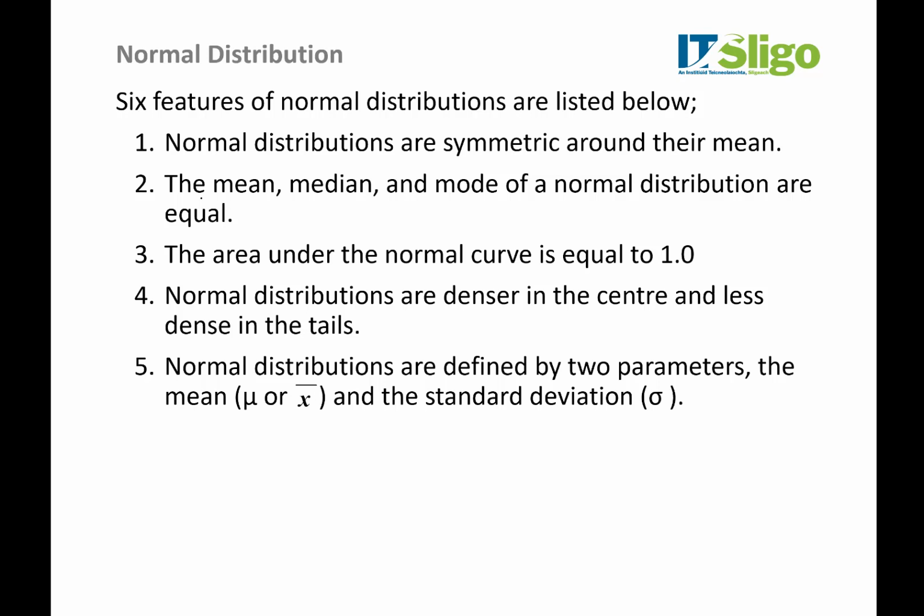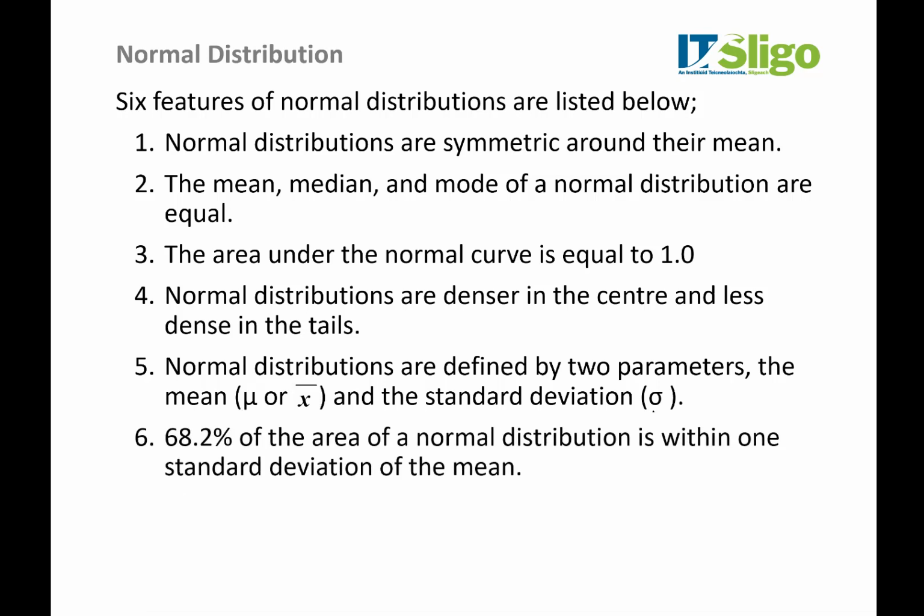Normal distributions are defined by 2 parameters. The mean, sometimes written as mu, or sometimes written as x bar. We're going to use both, but I will generally just be sticking with mu. Standard deviation then is given by the symbol sigma. And then this is just what I was saying in the previous slide: 68.2% of the area of a normal distribution is within 1 standard deviation of the mean.